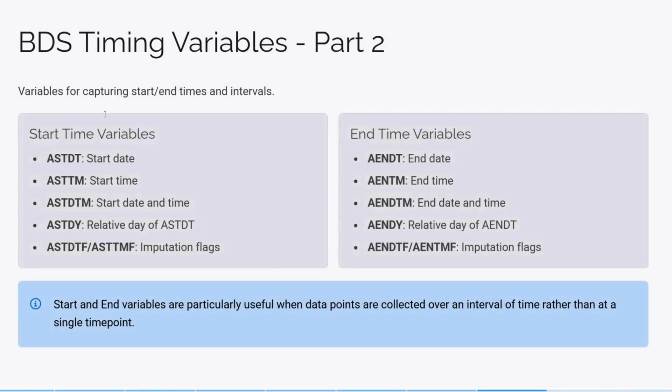So the BDS timing variables for capturing start or end times and intervals. The start time variables are analysis start date, analysis start time, analysis start date and time, analysis relative day of analysis start date, and the imputation flags. When it comes to the end time variables, the nomenclature changes: instead of S it will have E, so end date, end time, end date and time, the relative day of analysis end date, and the imputation flags. Start and end variables are particularly useful when data points are collected over an interval of time rather than at a single time point.